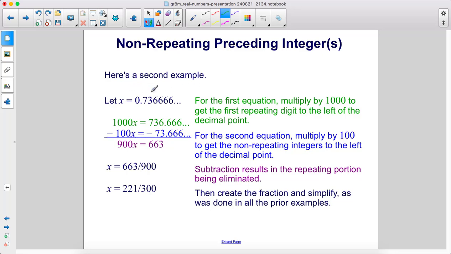Here's a second example. Let x equal 0.736666 repeating. For the first equation, multiply by 1,000 to get the first repeating digit, the 6, to the left of the decimal point. For the second equation, multiply by 100 to get the non-repeating integers to the left of the decimal point. Then subtract, and you will get 663 over 900. This subtraction here gets rid of the repeating portion. Then create a fraction and simplify.